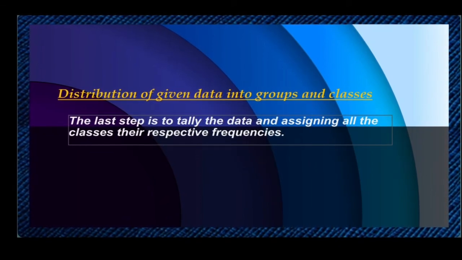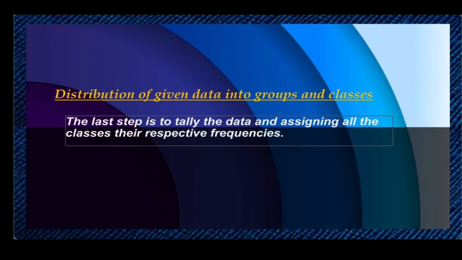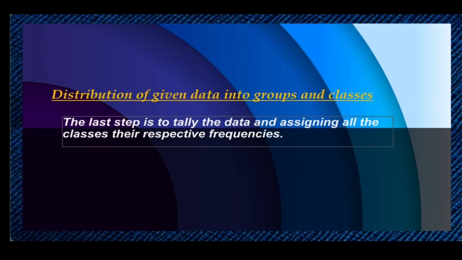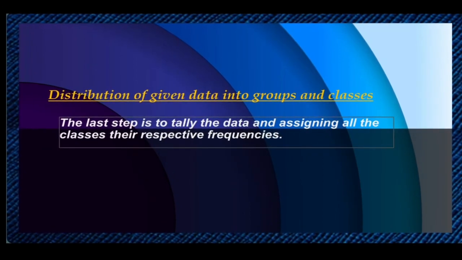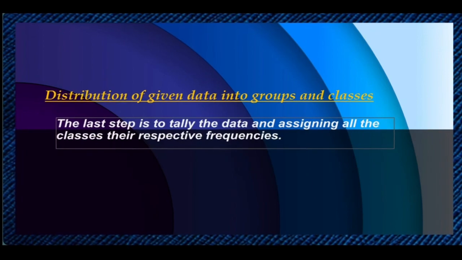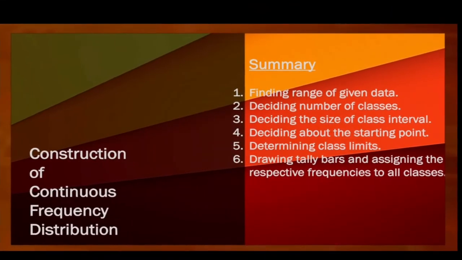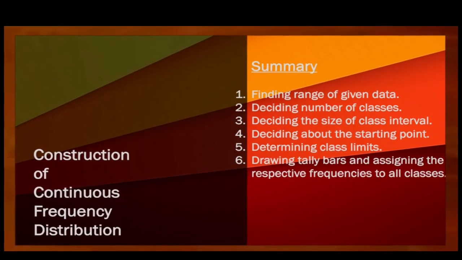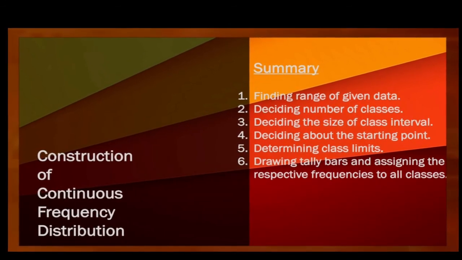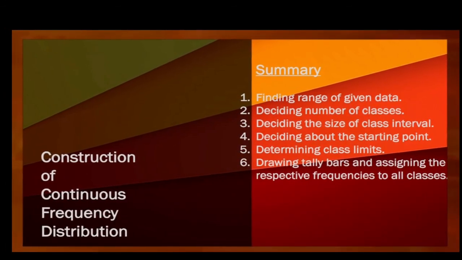After the class limits are configured, the last step is drawing tally bars and assigning respective frequencies to all the classes of the frequency distribution. A summary slide is also given to sum up all the steps. That's all about the construction of a continuous frequency distribution.